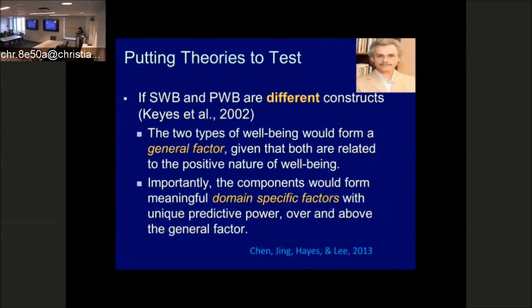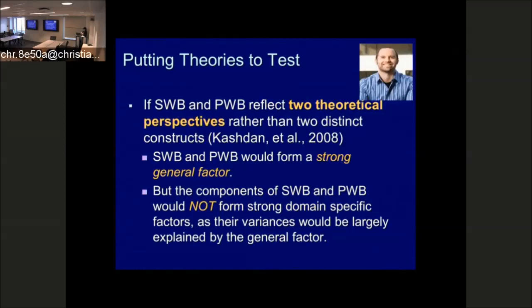That's where the bifactor model can help. If the two types of well-being are different constructs, then they should form a general factor, given that both are related to the positive nature of well-being. However, the components from each domain should form meaningful domain-specific factors with unique predictive power. If Kashdan is right, then the two types of well-being should form one strong general factor, and the domains should not matter. They should not form domain-specific factors because the variance is largely explained by the general factor.